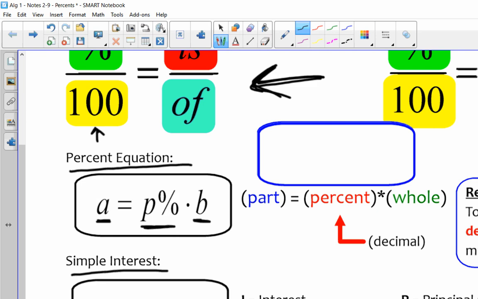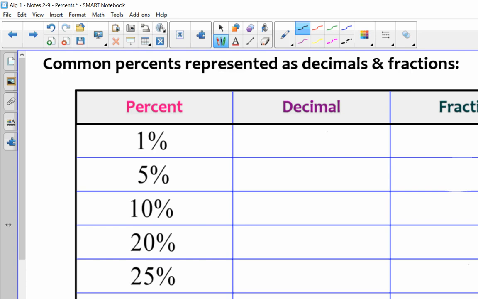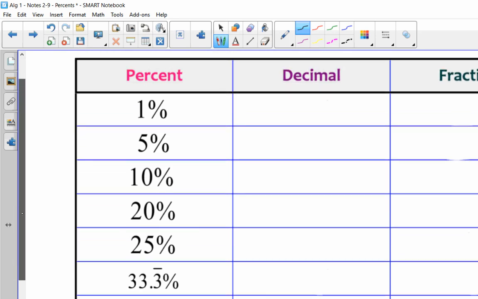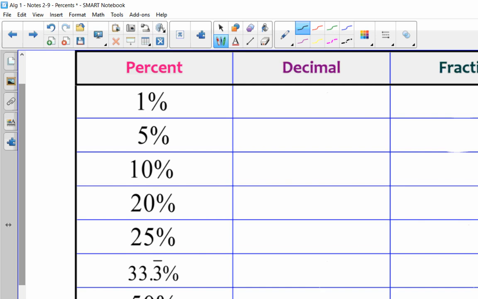Okay. All right, here we go. Just really quick, I'm not going to do all of these. This is a little table of how to convert percentages into decimals. It's pretty important that you know how to do this. I'm not going to do 1%, okay, but I'll do 5%. So if you could write down 5%.